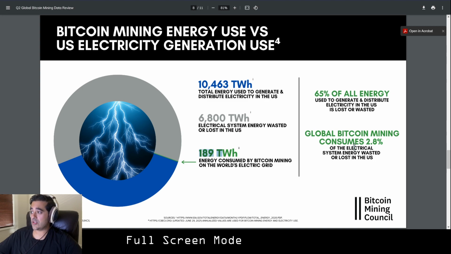Global Bitcoin mining consumes 2.8% of the electrical system energy wasted or lost in the US. Okay, very, very crazy. Only 2.8% of what's wasted is what Bitcoin's using. Insanity. All right, let's keep moving.